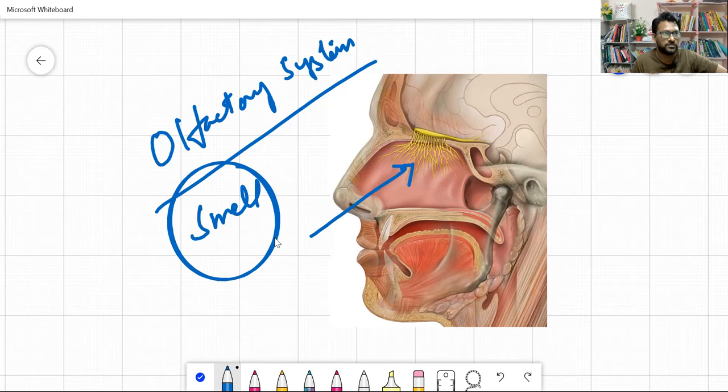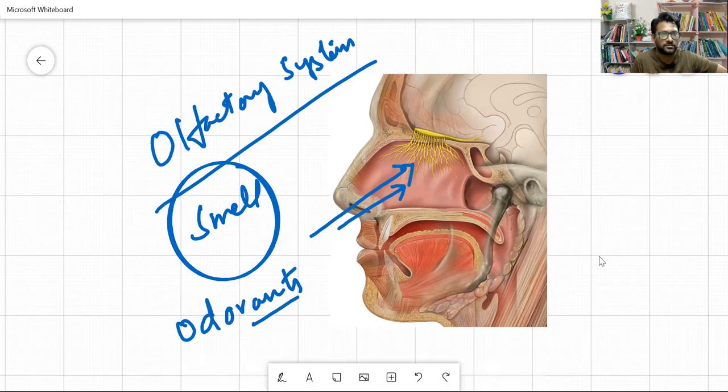Sense of smell by what? Inhaling and detecting odorants in the environment. So we smell by actually inhaling the odorants. So the odorants, or the molecules, are what we actually detect by olfaction.